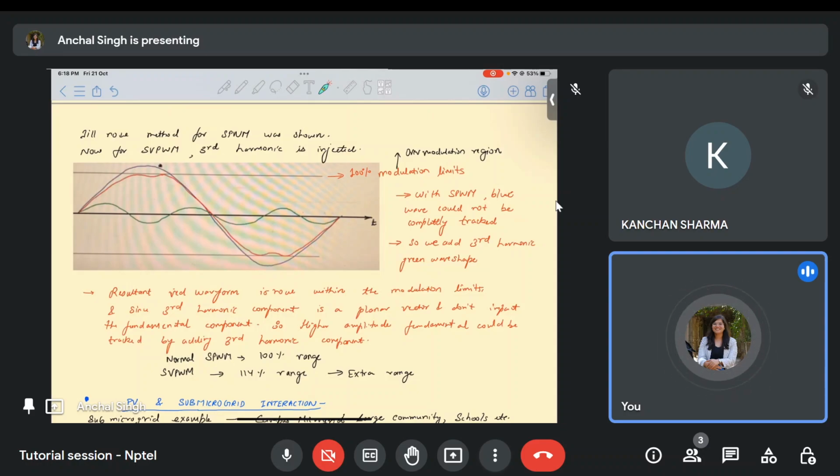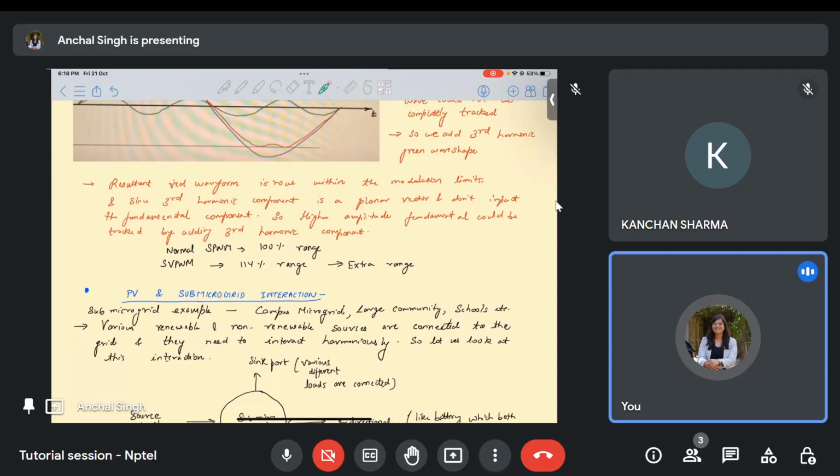So in the normal case, if the range of sinusoidal pulse width modulation is 100%, then for similar conditions in space vector modulation, the range goes to 114%. So in order to obtain this 14% extra, we choose space vector modulation over sinusoidal pulse width modulation.